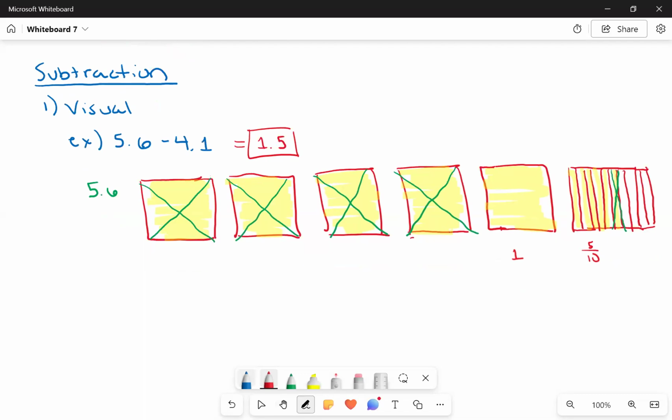Let's do the pencil and paper algorithm. Okay, so it's the exact same as addition. I will write it down, but you could be lazy and just say same as addition. Line up the decimals.